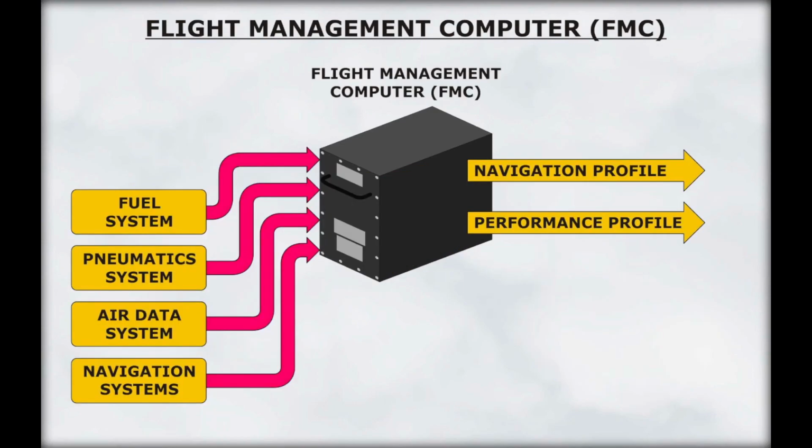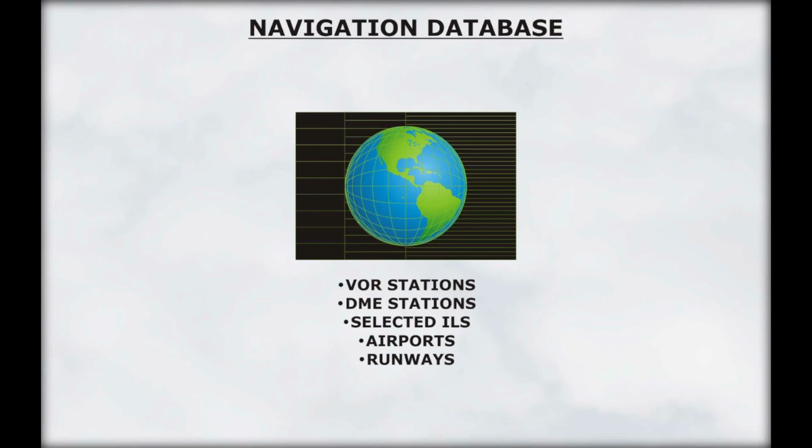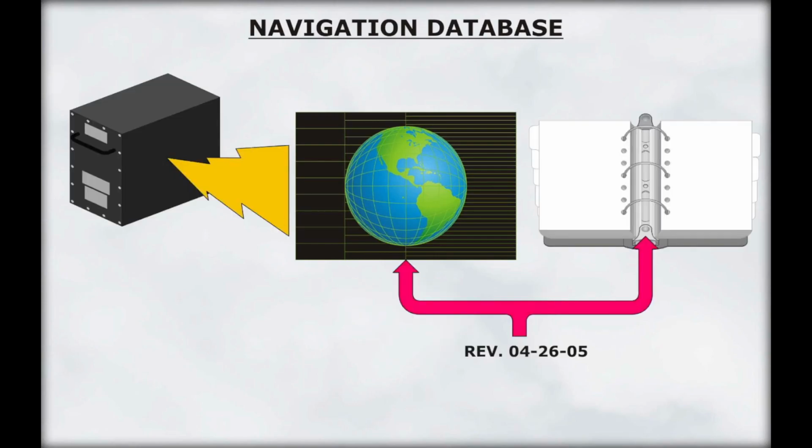The FMC also receives information from various aircraft systems such as fuel, pneumatics, air data, and navigation. The data from these databases and the various inputs are used to calculate optimum navigation and performance profiles. The navigation database includes data for all VOR, DME stations, and selected ILS, airports, and runways in your airline's operating area. The navigation database is updated on the same revision cycle as the printed navigation publications. Database updates are electronically uploaded by maintenance personnel.